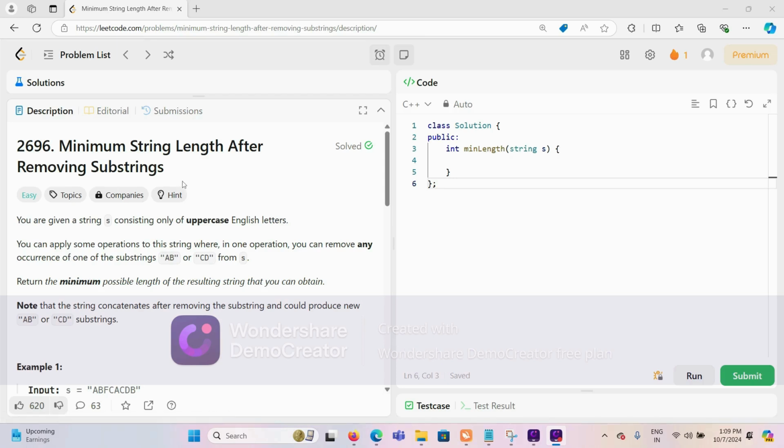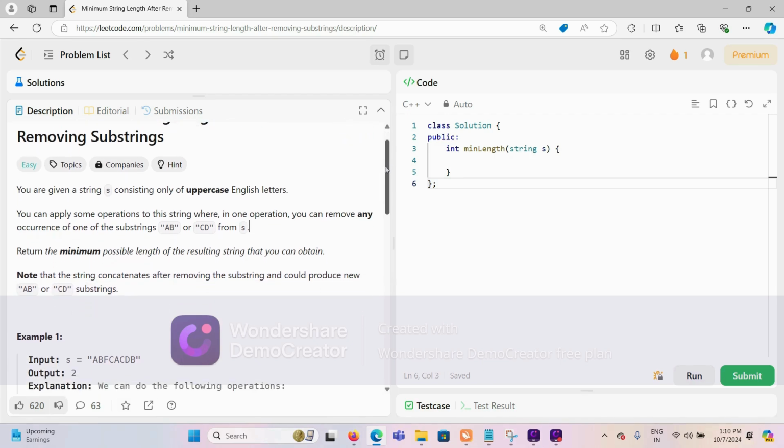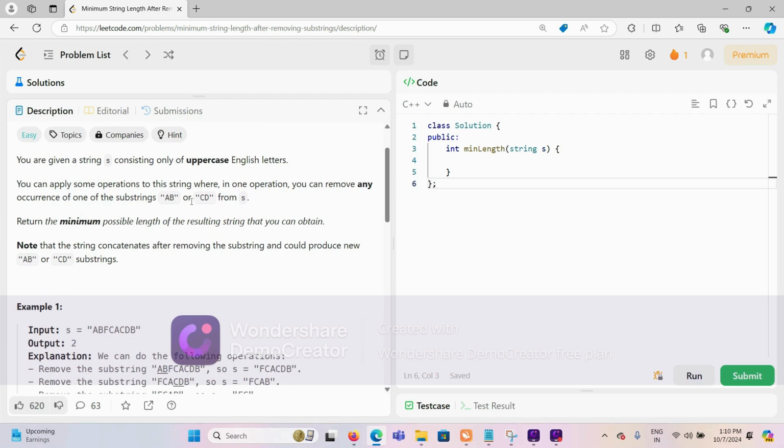Hello guys, so today we are solving this problem, minimum string length after removing substring. You are given a string S consisting only of uppercase English letters. You can apply some operations to this string where in one operation you can remove any occurrence of either AB or CD. So in the string we may or may not have the AB and CD substring. Basically in one operation we can remove AB or CD. After doing all those removal processes, we have to find the minimum possible length of the resulting string we would have.